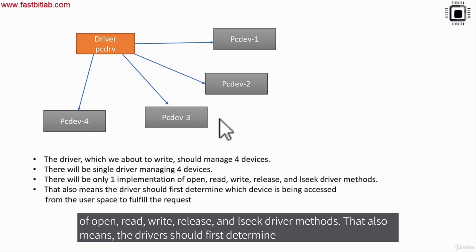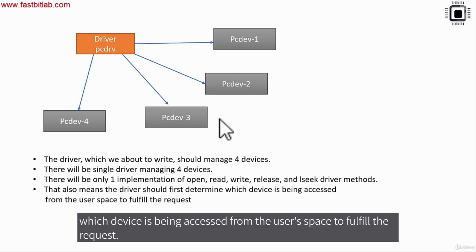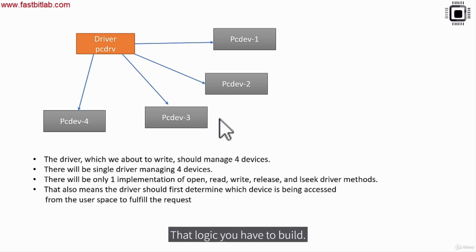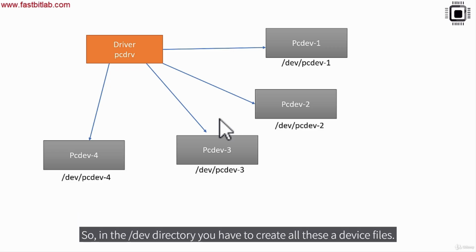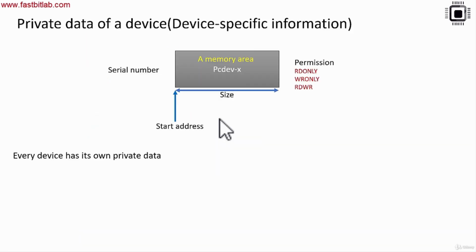That also means the driver should first determine which device is being accessed from the user space to fulfill the request. That logic you have to build. So we'll see that while we code for this exercise. These are the device file names we are going to use for 4 different pseudo character devices. So in the dev directory, you have to create all these device files.